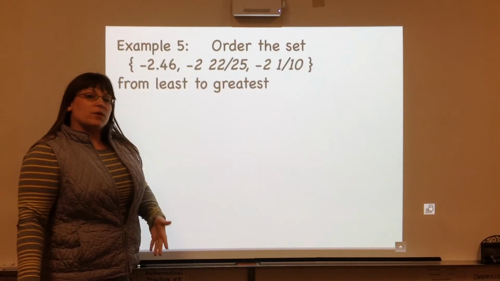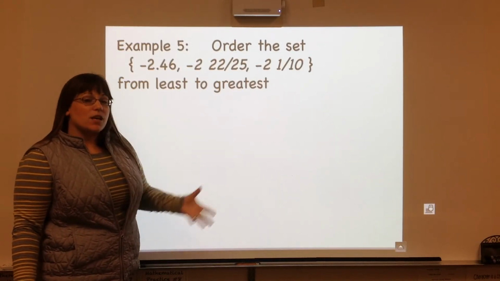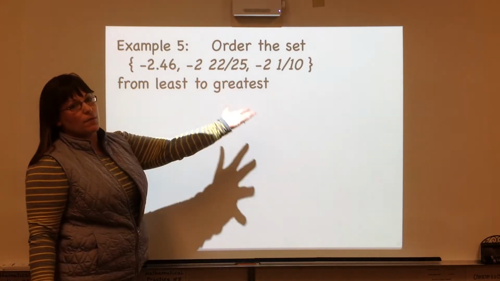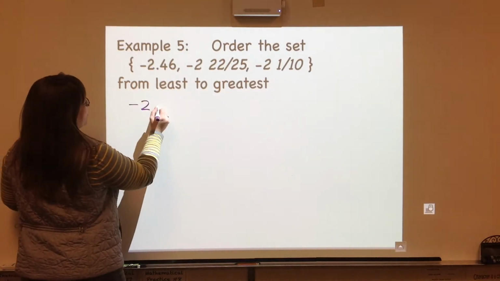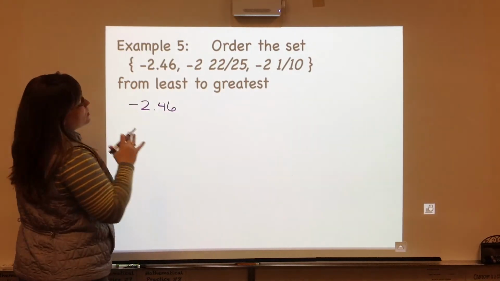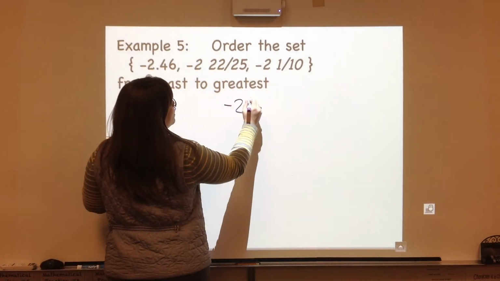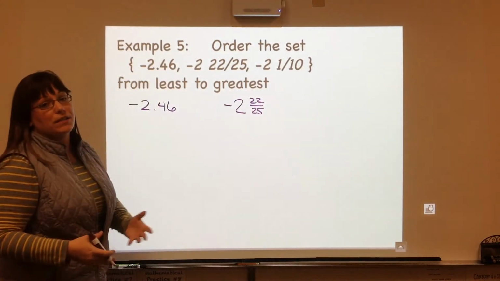Now the last thing that we're going to do is order a bunch of numbers from least to greatest. Same ideas apply, but we have to have them all in the same form. So I'm going to recognize that we have -2.46, already a decimal. -2 and 22/25, I need to convert to a decimal form.